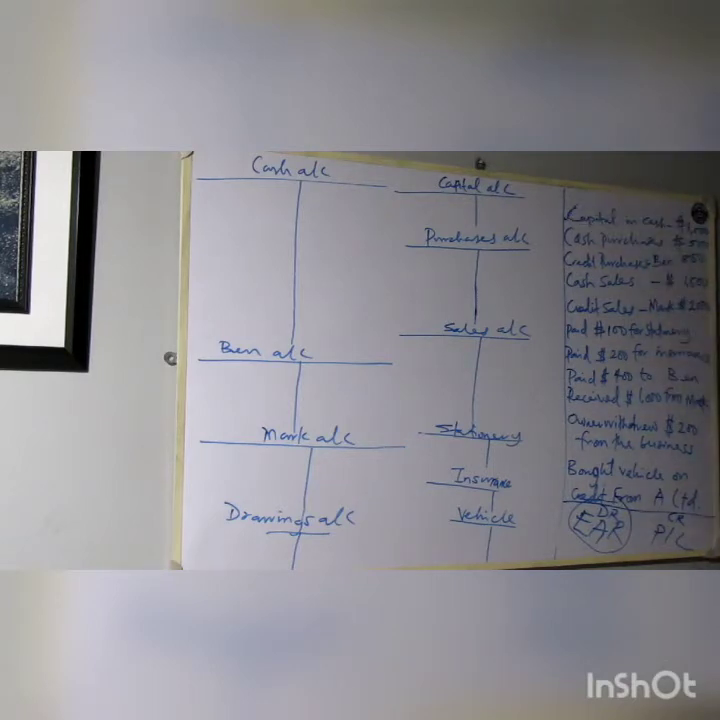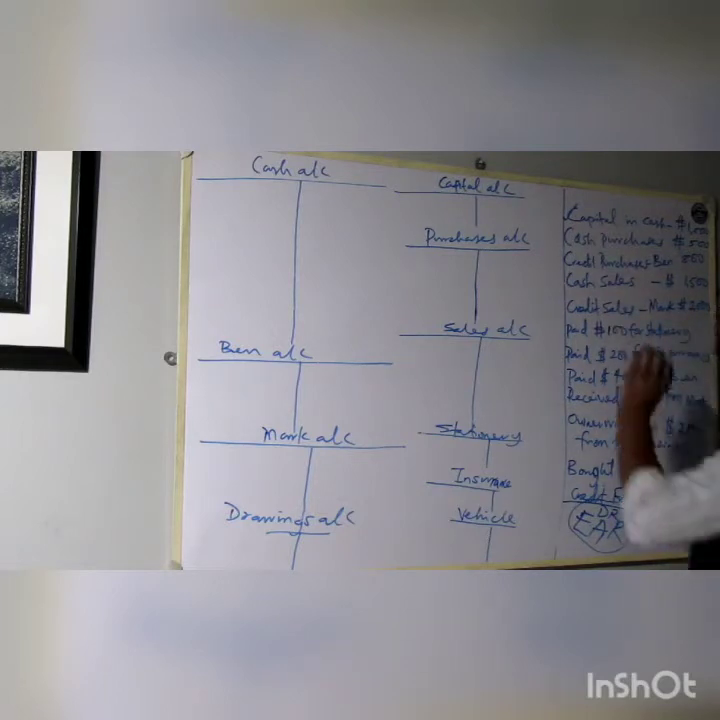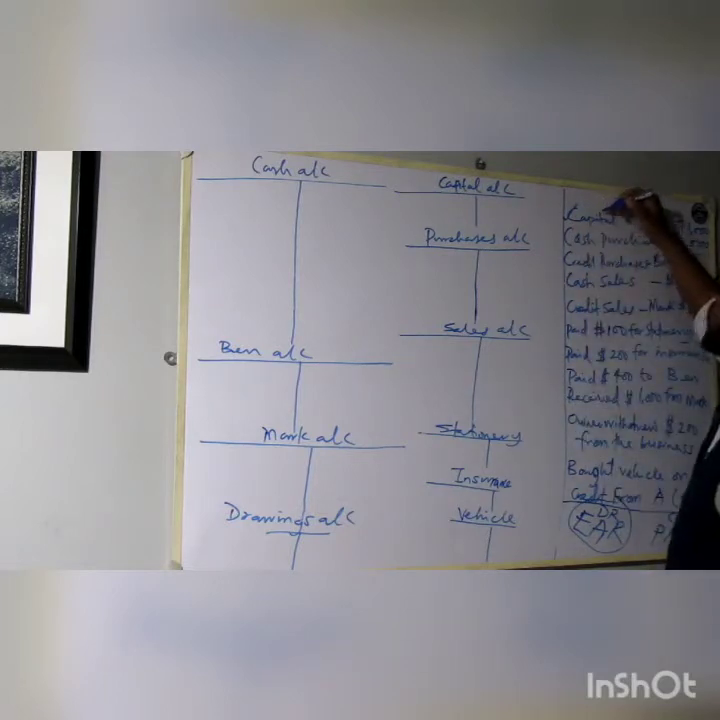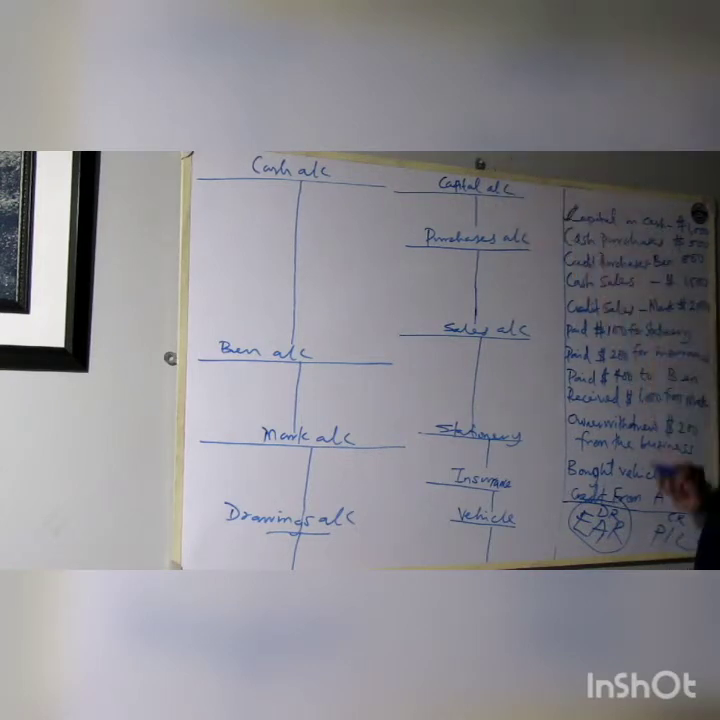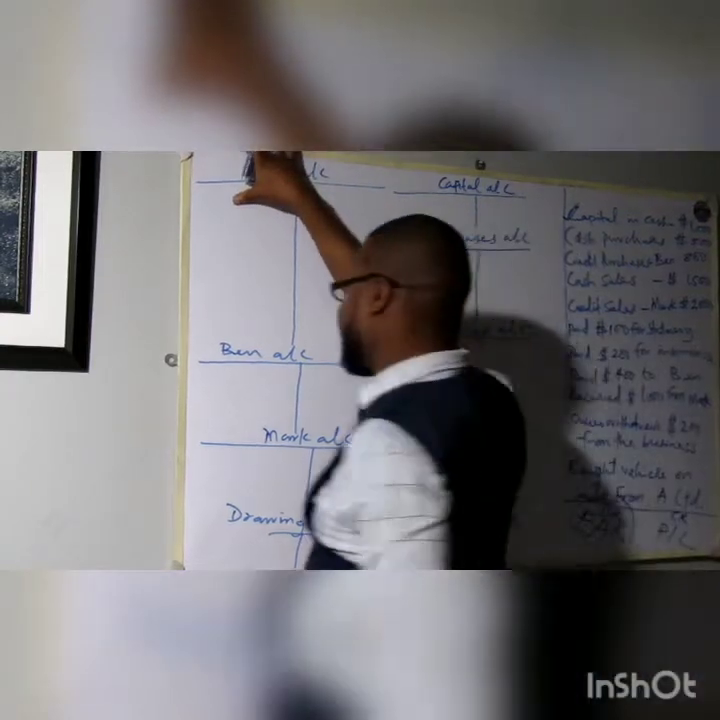Transaction 1, capital in cash. It means you started your business with a cash of $1,000. So we have always said that anytime you start a business with a sum or with a resource or an asset, that is to be classified as capital. So here we have capital, so the posting is going into the capital account, and we also have cash, which is going into the cash account.